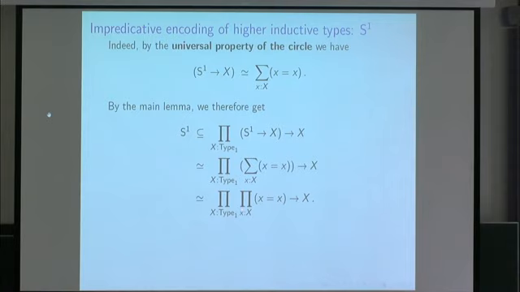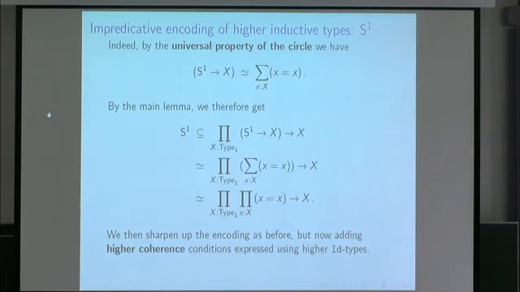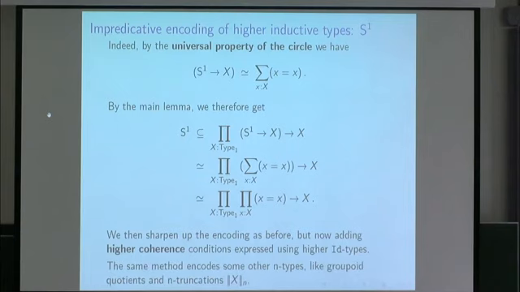I'm not going to go through that because it's a little bit more intricate. That is, we need some higher coherence conditions because we're now going over one types rather than over sets. When we used propositions, we didn't need any naturality. When we went to sets, we needed naturality. When we go to one types, we need some higher coherence, and so on up. But the same method works. And we can also do groupoid quotients and truncations and so on. So we can do lots of higher inductive types by this method.